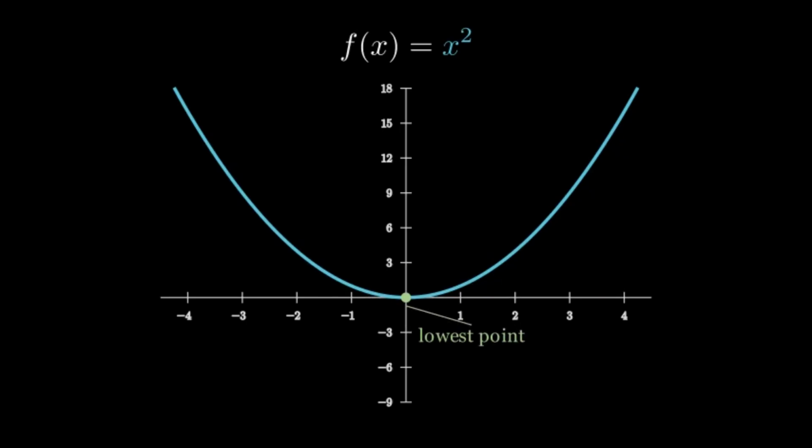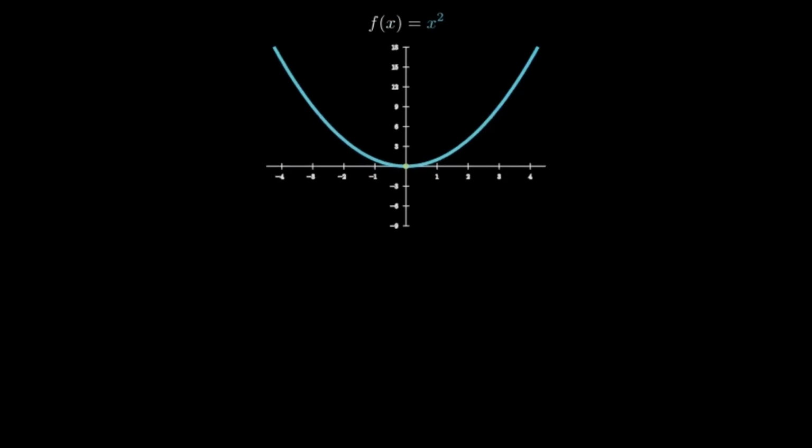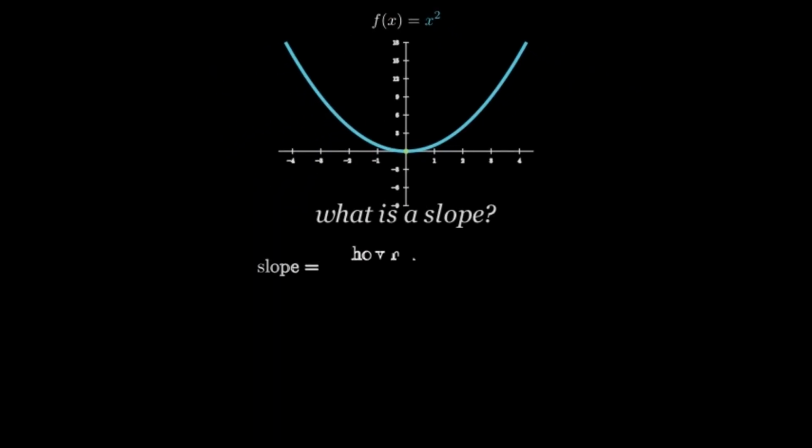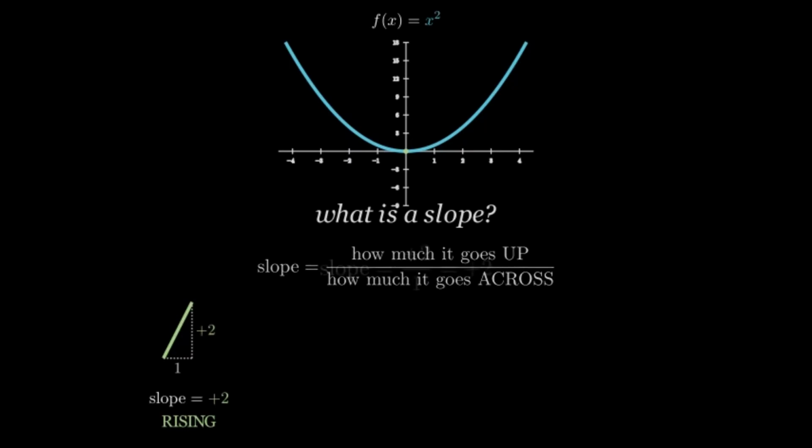And remember the constraint we are under: the machine doesn't get to look at this picture. All it can do is stand at some value of x and measure something local. So what local measurement could possibly tell it where the bottom is? The slope. And a slope is just a number, how much something goes up divided by how much it goes across. Here's a line that climbs 2 units for every 1 unit it moves across. So the rise is 2, the run is 1, and the slope is 2 divided by 1, plus 2.